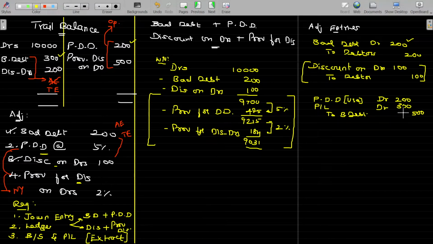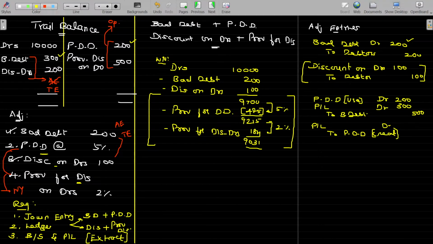Not only that, in the coming year, we need to have some provisions. For that also, we have to create the provision, right? So provision required for the next year being 485. This 485 can be created by debiting the P&L account. So profit and loss account debit to PDD account. When we have the PDD on the credit side, it means it's only a creation.